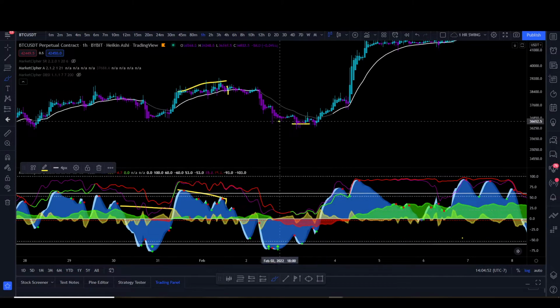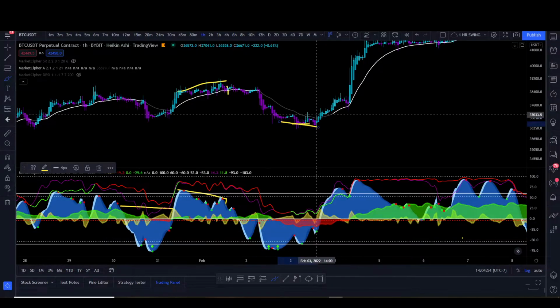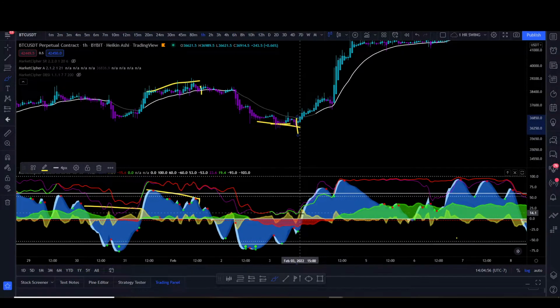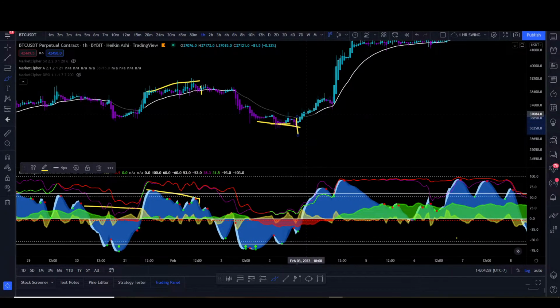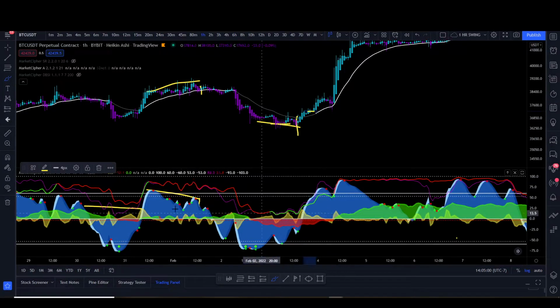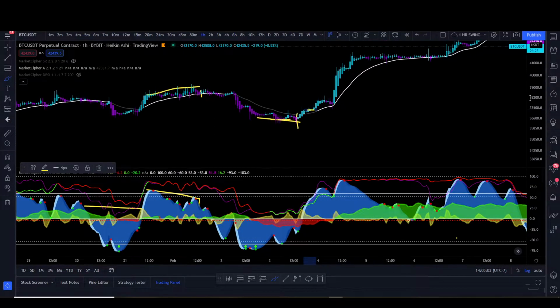See diverging, trigger wave, impulse, VWAP move. Get in. Money flow's coming up. RSI's been low. There you go.